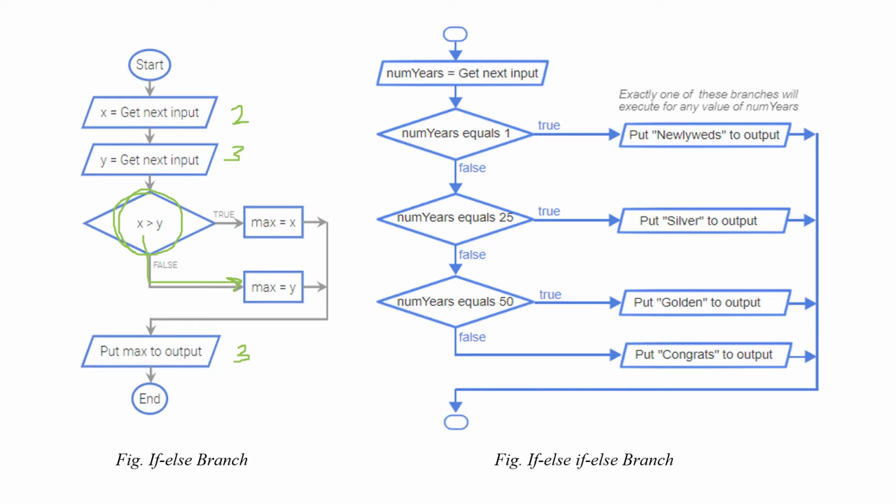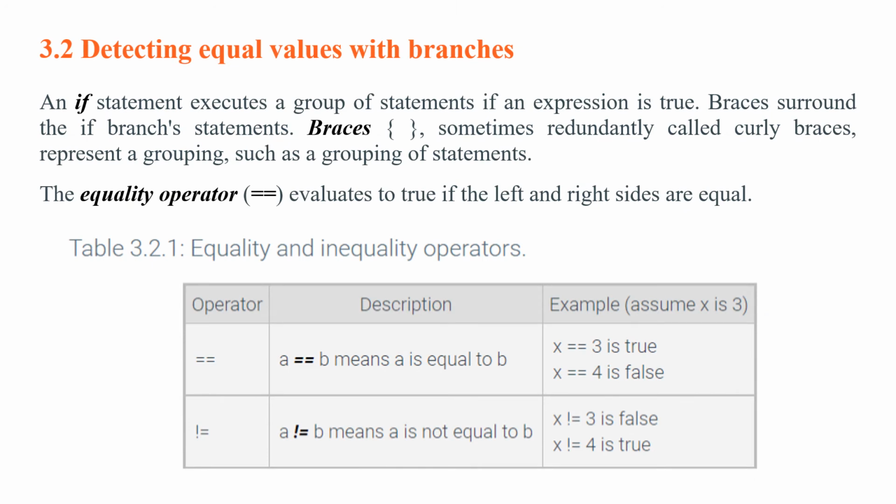Same happens with the if else, where there is multiple if else. Detecting equal value with branches. So usually an if statement executes a group of statements, which can also be called the block.